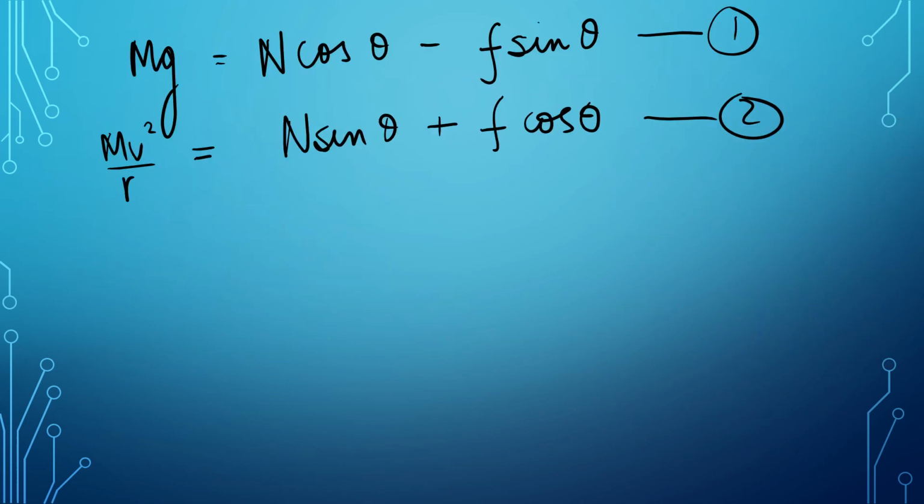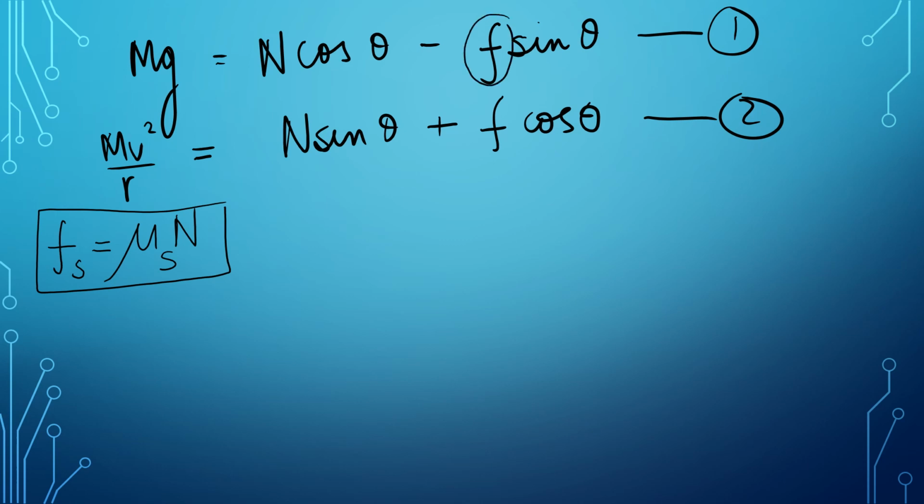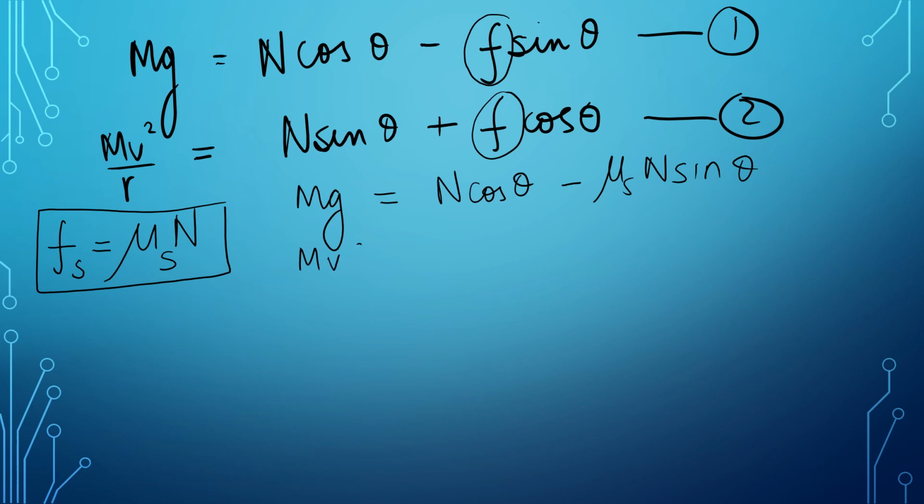So now I have again rewritten equation number 1 and 2. Now the force of friction is nothing but mu times the normal reaction. Because over here we are talking about static force of friction, I'm going to take the static coefficient of friction, which is mu s. So I'm going to replace this force of friction by mu s times N, and rewrite my equations 1 and 2. The first equation becomes mg equals N cos theta minus mu s N sine theta, right? And the second equation becomes mv squared by r equals N sine theta plus mu s times N cos theta.